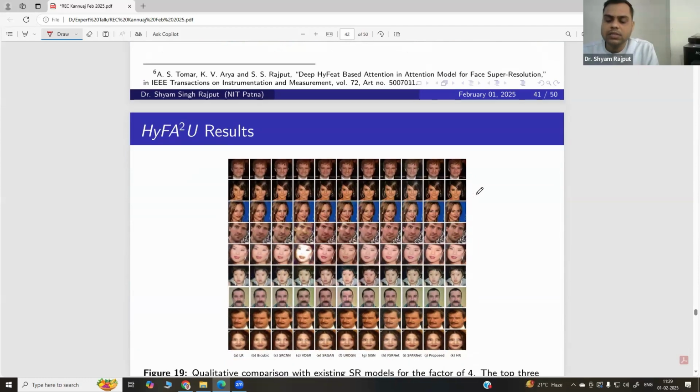These are the results of our proposed model, this hybrid feature weight attention block model paper. You can say the resultant images are very close. The last column is the proposed model, and this one is the HR image, the ground truth image. You can easily visualize that the resultant images are almost similar to, very close to, the ground truth images.